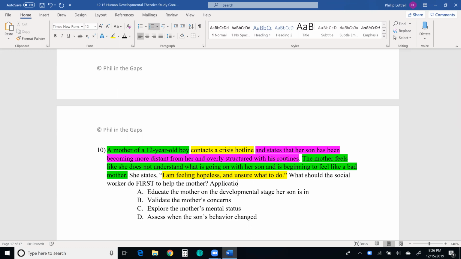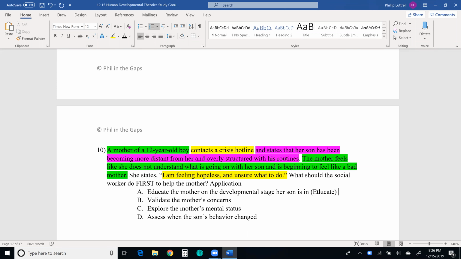In this particular situation, it's an application question. Why is it an application question, you may be wondering? Because it's a client scenario that we have to apply social work terms, concepts, and theories to help address and find the answer and navigate it in some way. So we can utilize the acronym SFARFI: safety, feelings, assess, refer, educate, advocate, facilitate, and intervene to navigate the answering process. So educate the mother on the developmental stage her son is in.